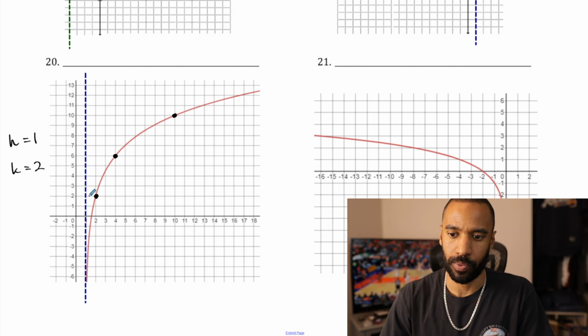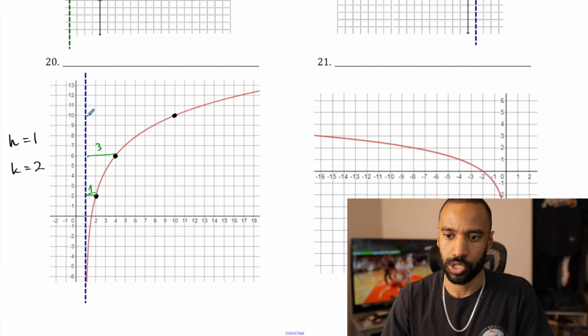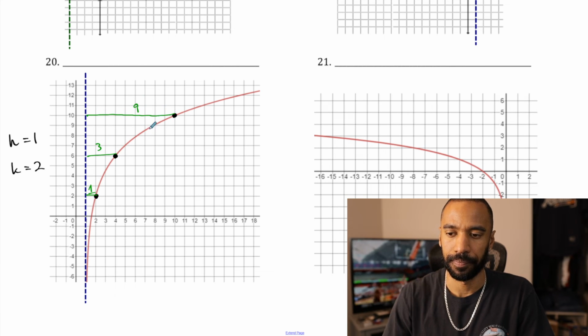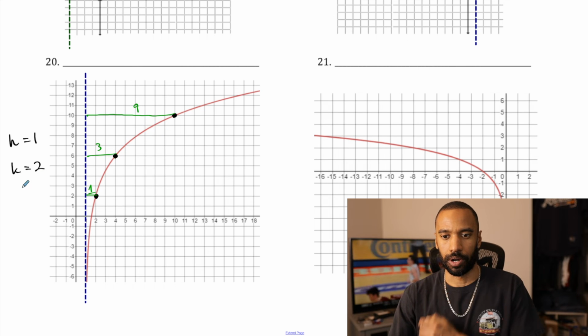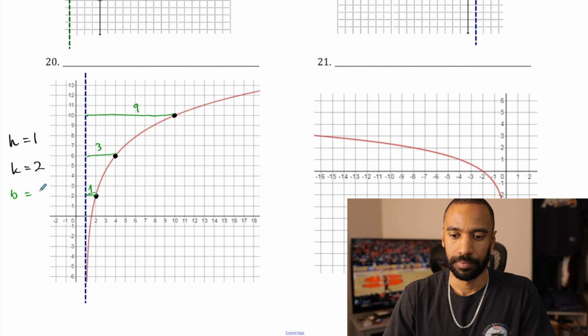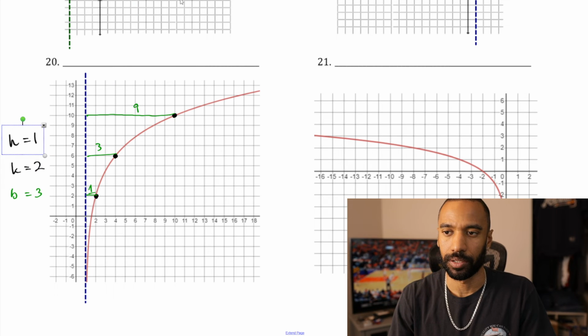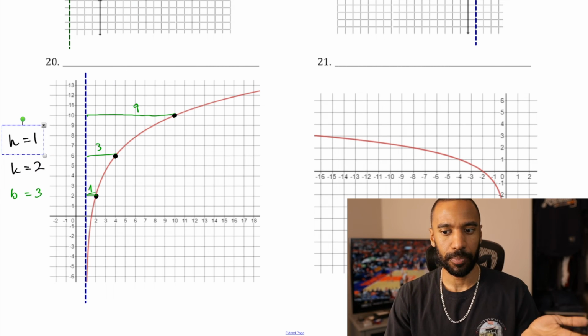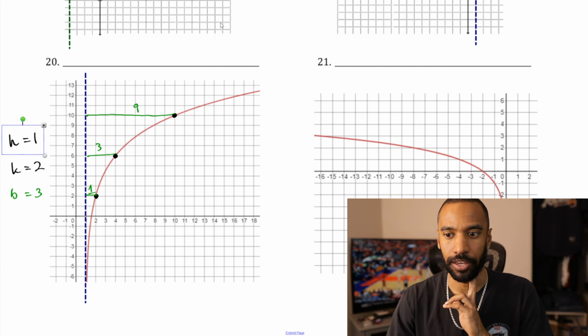This is when we are 1 away. This is when we are 3 away. This is when we are, looks like 9 away. So it looks like your b value is 3. We're tripling right here.